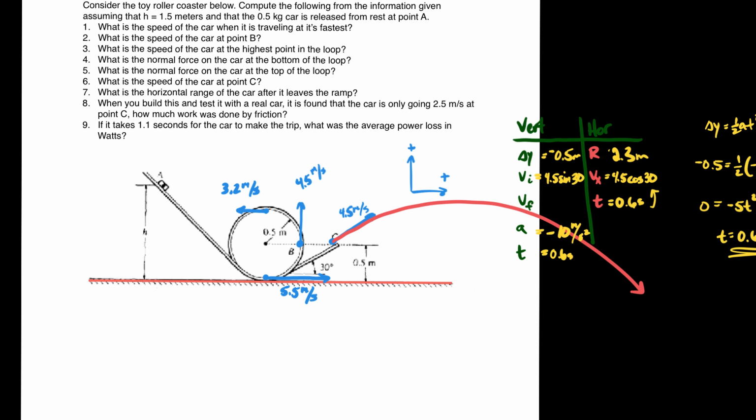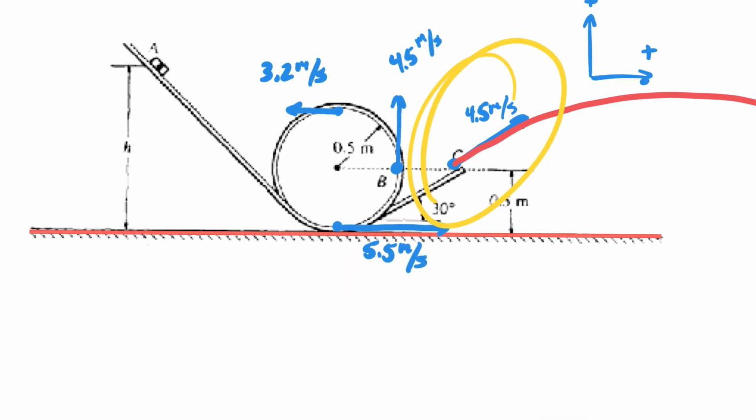Yes, I expect that you guys remember how to do old stuff. Yes, it can be on the test. And yes, there's other things we should talk about today. So, when you build this and test it with a real car, it is found that the car is only going 2.5 meters per second at point C. It's supposed to go 4.5 meters per second, but it's only going 2.5. That's not what we expect. We should check, and we're going to.